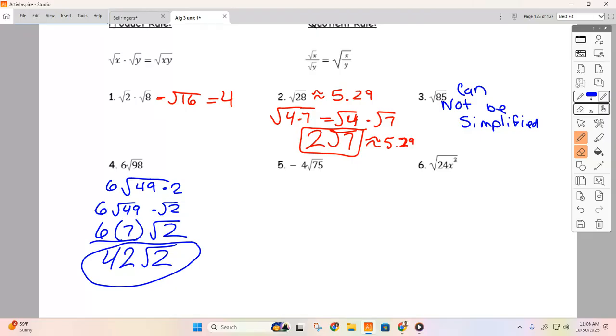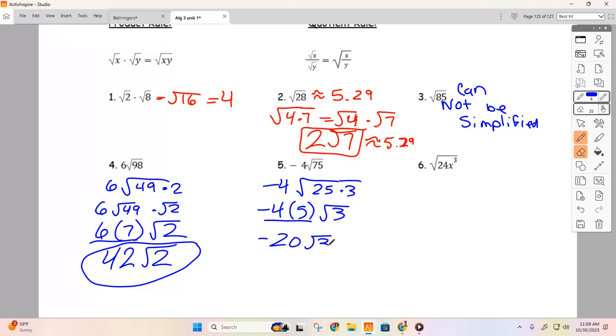Okay? All right. My -4 is on the outside. On the inside of my radical, look at my perfect squares. Which one's going to go into 75? It's going to be 25 times 3, right? So I leave my 4 alone. The square root of 25 is 5. What's left under the radical is 3. And that's it? Not quite. We have to still multiply.